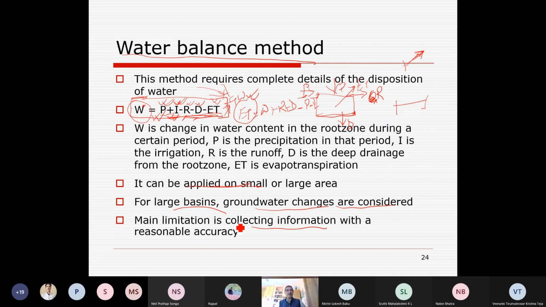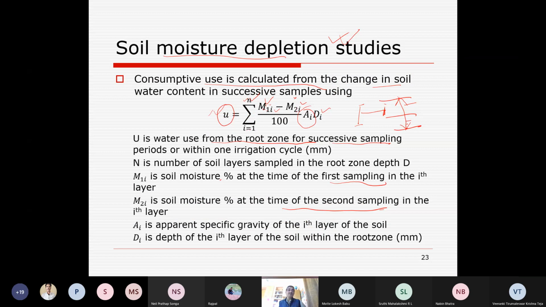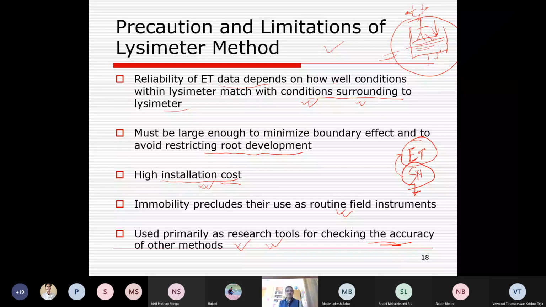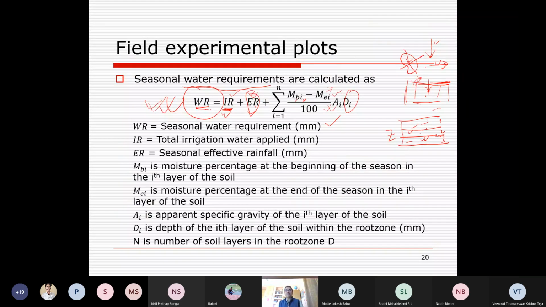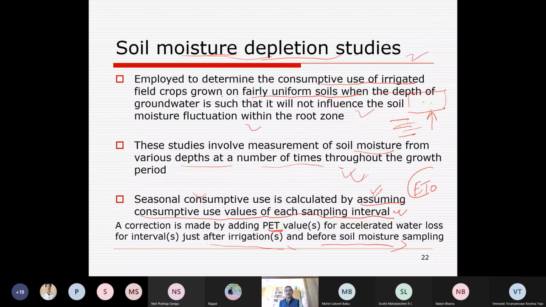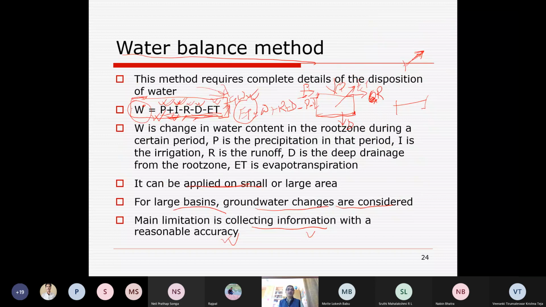So these are four methods: water balance method, soil moisture depletion study, field experiment plots or experimental plots, and lysimeter. These are basic methods of measurement of evapotranspiration. Lysimeters are used for a particular specific area, field, on a daily basis. Field experimental plots are on a seasonal basis, but there are differences, some benefits, some shortcomings as well. Then it is basically soil moisture depletion studies for a longer area, and finally water balance, either a plot or a big basin like area. We can find out evapotranspiration or consumptive use of water by the crop.